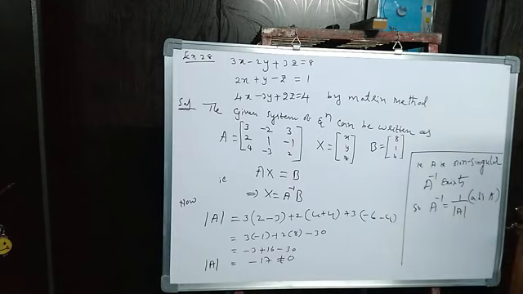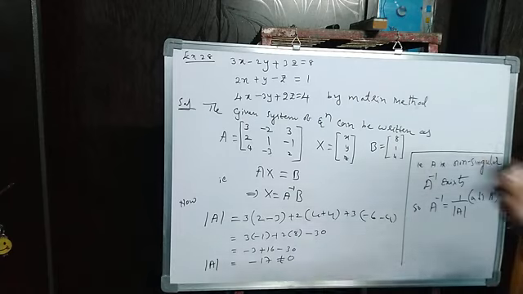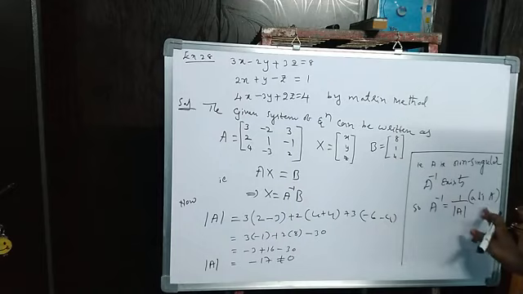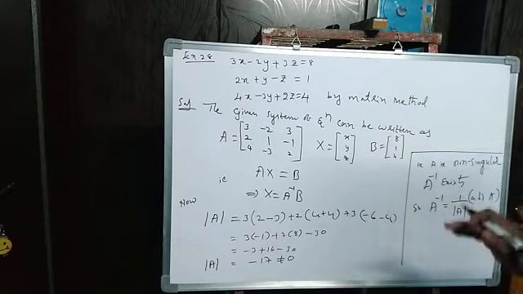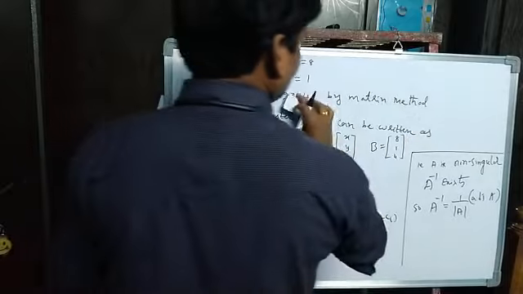How can you find adjoint A? Transpose of the cofactor matrix. I already explained in some questions how to find adjoint A. Isn't it? Yes. Now I am going to find adjoint A here. Okay. See.